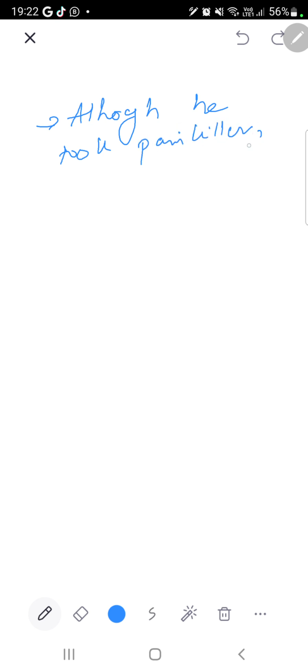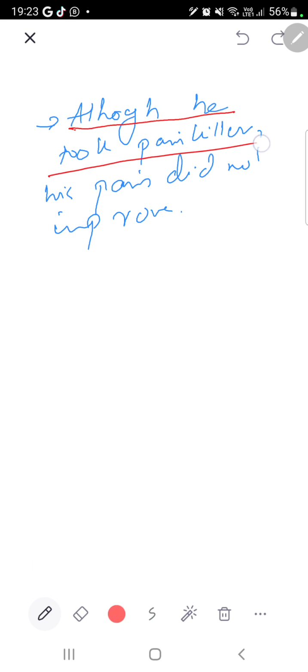And similarly, a complex sentence has one dependent and one independent clause. Let's say, although he took, let's say, a painkiller, his pain did not improve. This is an example of a complex sentence. So the first clause was the dependent clause, and the second one was the independent clause.